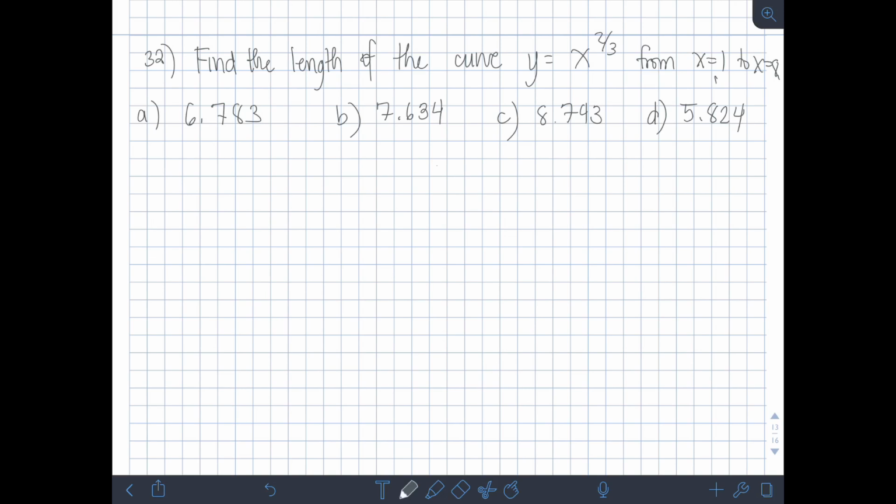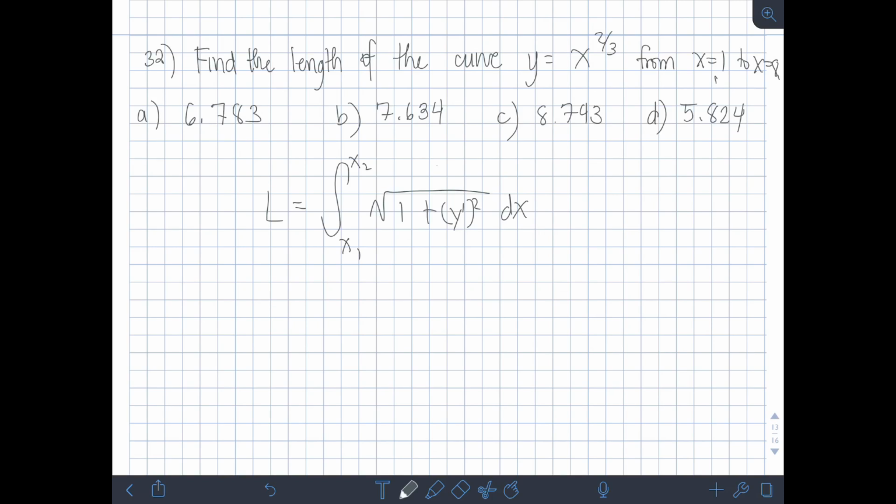Okay? Next, we have, find the length of the curve y is equal to x raised to 2/3 from x is equal to 1 to x is equal to 8. So, application uli ng integral calculus. So, yung formula natin dito is the length of the curve is equal to the integral of square root ng 1 plus y prime squared dx from lower limit x sub 1 to upper limit x sub 2.